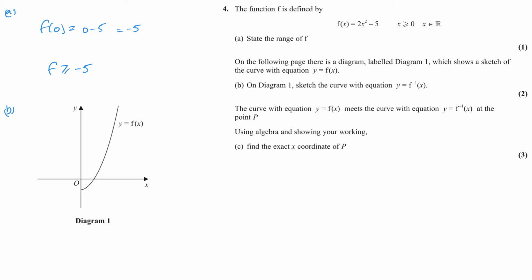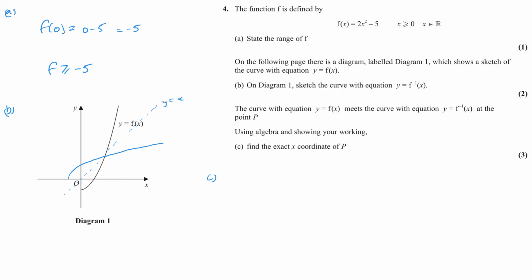Okay, so part B, we need to sketch the inverse graph. Now this is basically a reflection in the line y equals x. So it's going to go roughly from here and like that. I'm going to try and do that again, a bit smoother. Okay, so you don't need to put the y equals x line in, but that's roughly how it's going to look.